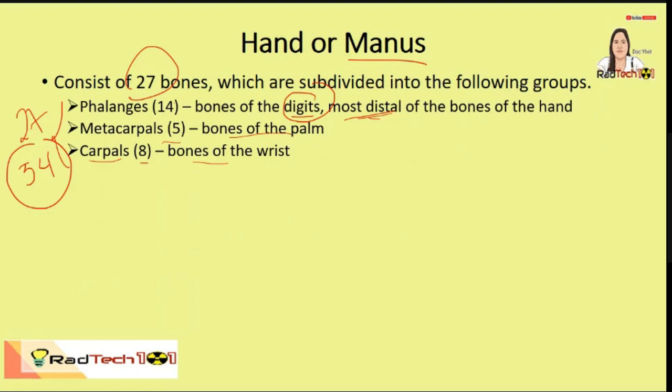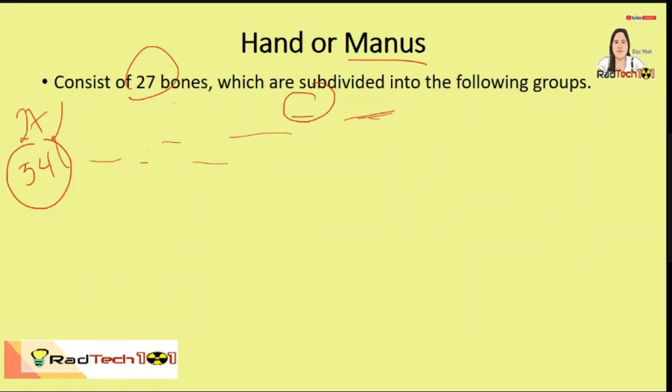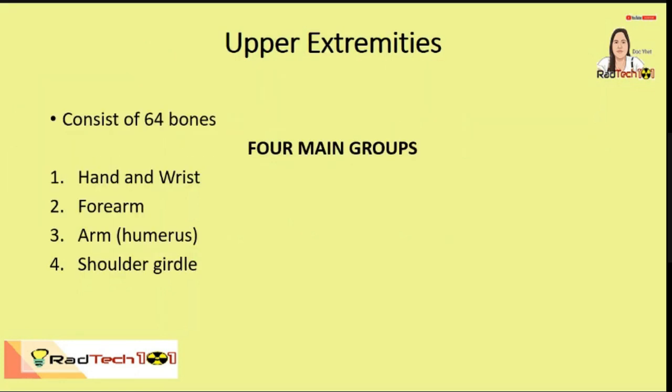Okay? So as I mentioned earlier, we have a total of 64 bones. So later, we will be discussing where the other 10 come from. Okay? So here we have 54, so 27 for each hand.